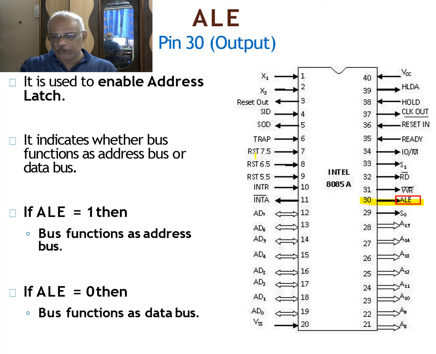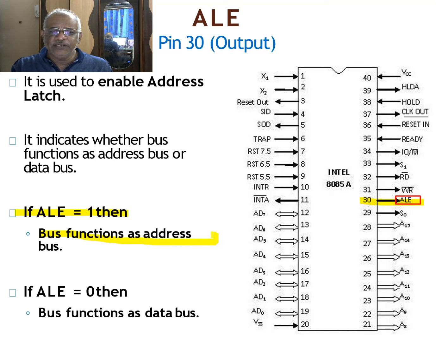Who will tell the microprocessor that this is data and not the lower byte of address, or this is the lower byte of address and not the data? The particular pin ALE will generate the signal, and this ALE will tell whether the signal is address or the data. So if ALE is equal to 1, means 1 is available at ALE, by digit 1 or 5 volt, then the bus functions as address bus.